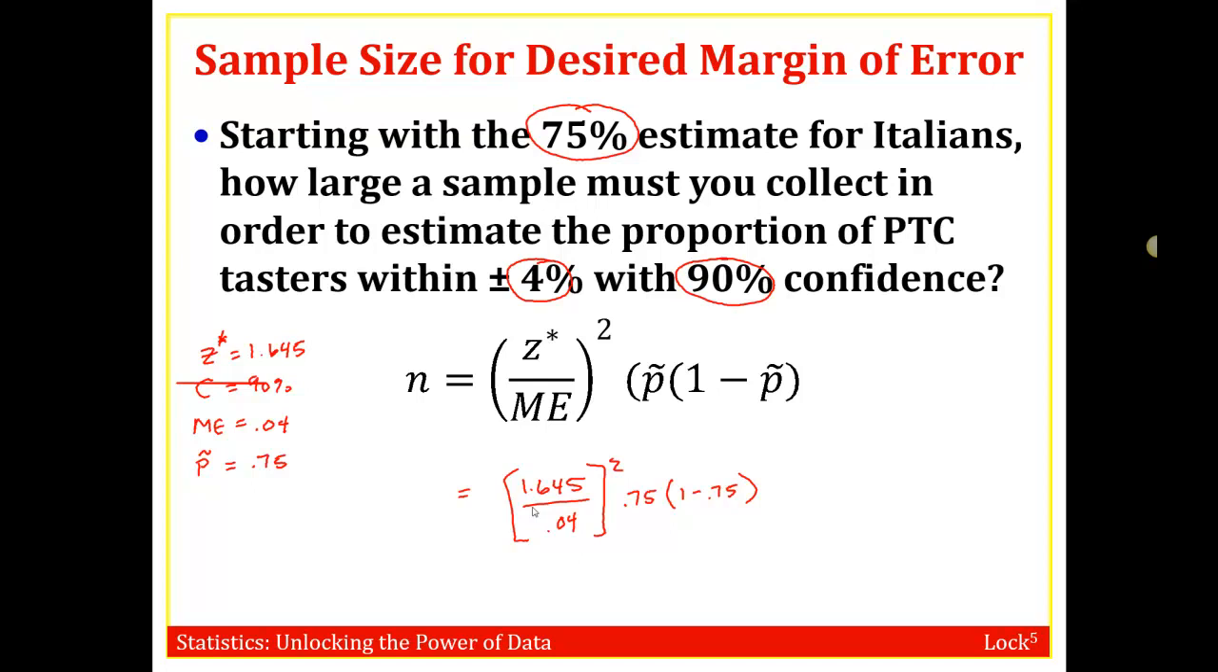So I'm going to take 1.645 divided by 0.04, which gives me 41.125. Then I'm going to square that quantity, and I'll write down this intermediate value here. I get 1691.266.